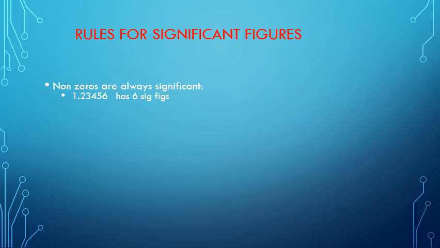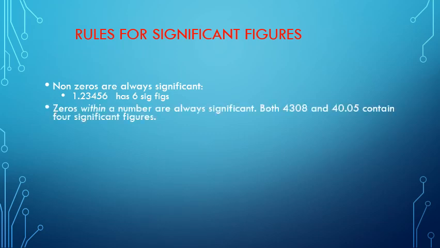We're now going to look at the rules for determining the number of significant figures in a measurement. Any non-zero numbers will always be significant. So in the example 1.23456, that will have 6 significant digits. The zeros are the tricky numbers that we have to assign significant figures for. Some of the zeros will be significant while others will not.